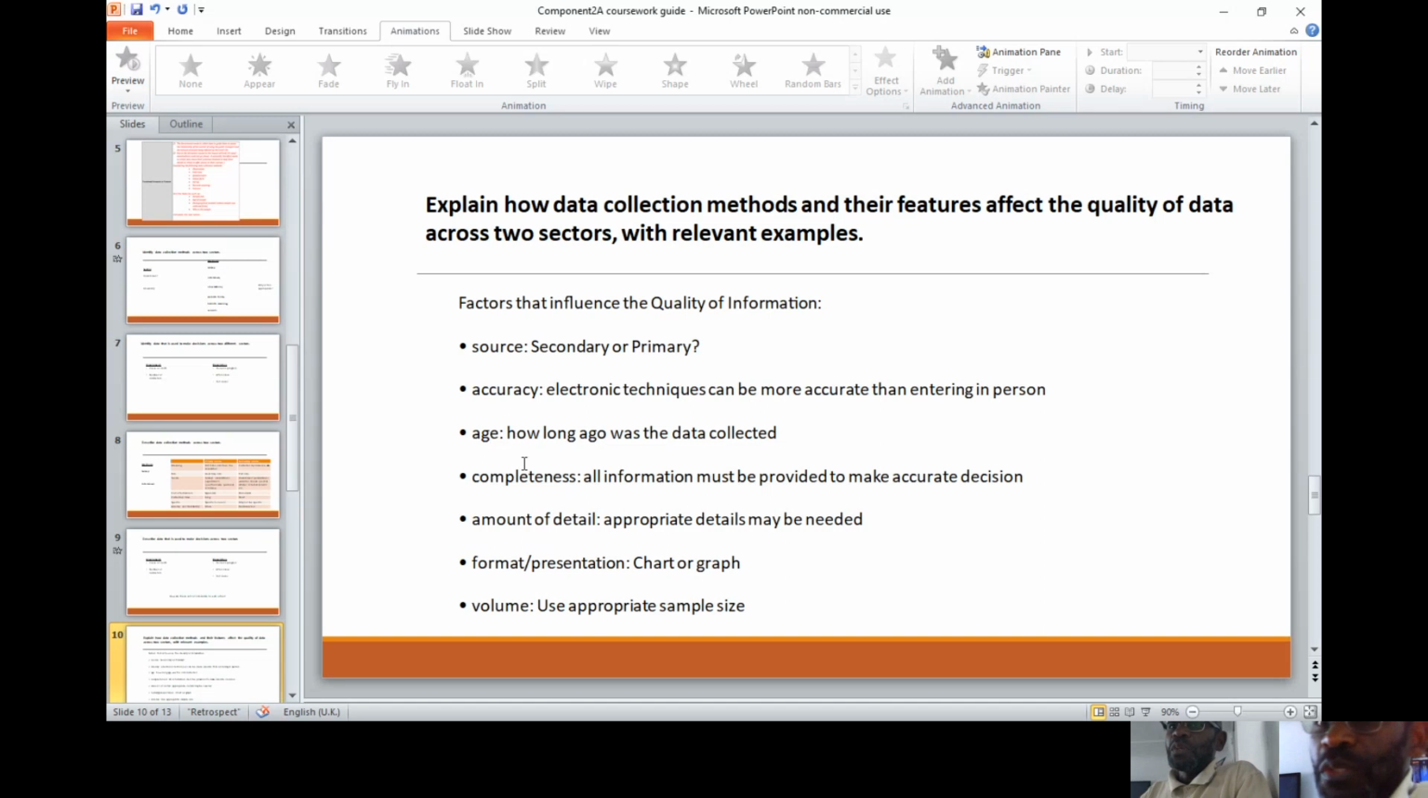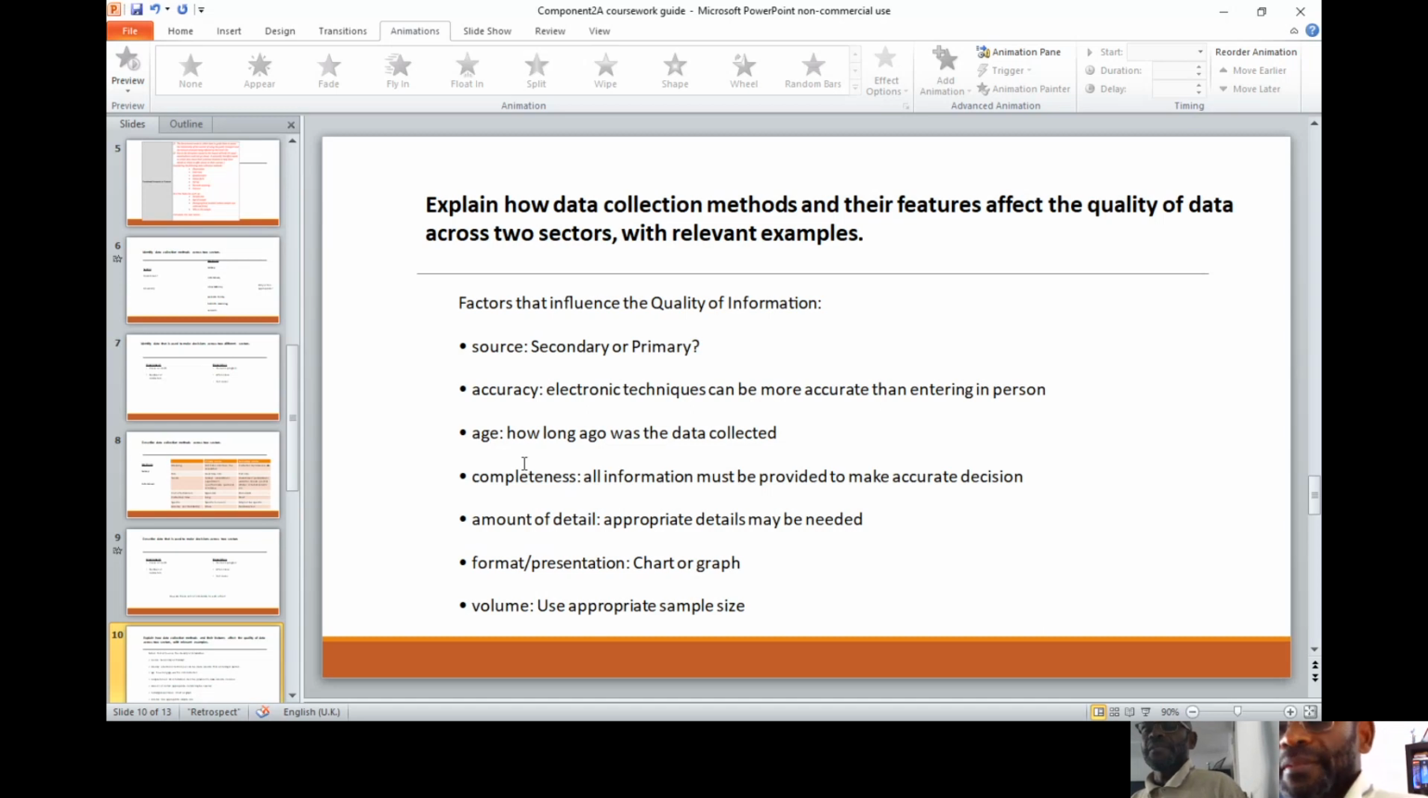If the government wants to know the relationship between the number of people using public transport and the number of people being affected by COVID-19, of course, they will need the current numbers. There's no point going to find the commuter numbers from 4 years ago. You need the current numbers. So the age of the data is very important.